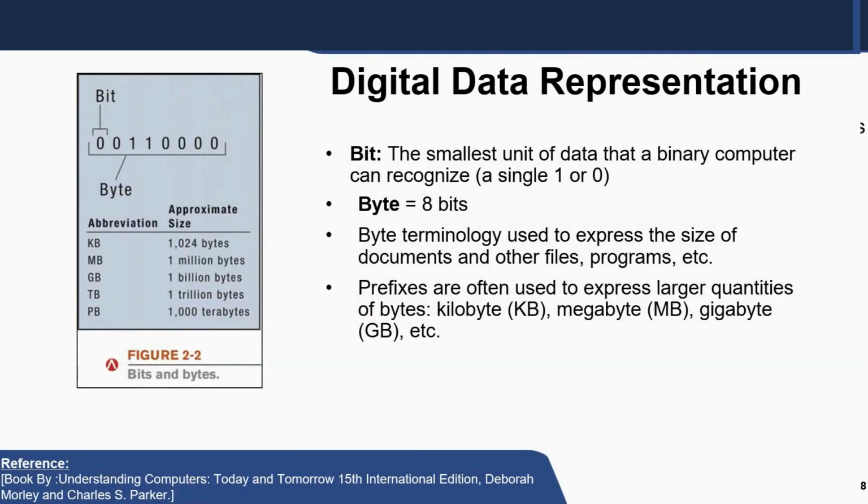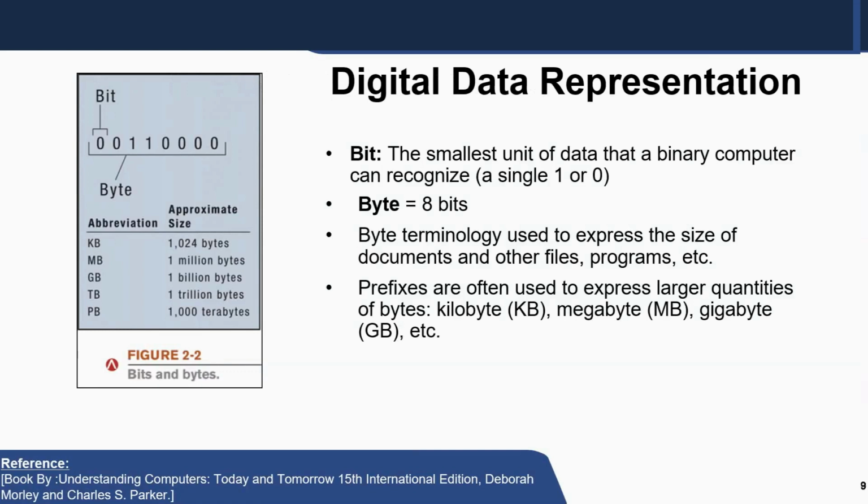If we combine 8 bits, it will become a byte. One byte consists of 8 different bits. So a single bit is represented by 0 or 1. Now different combinations of zeros and ones can be represented, and if 8 different bits are combined, it will be termed as a byte.